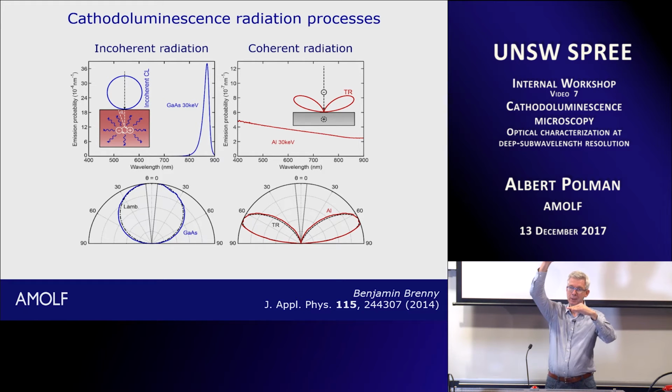So every time an electron passes through an interface of 2 materials with 2 different dielectric constants, you get this transition radiation. But now, since light is created by this dipole, there is a phase relation between the moment that the electron hits the sample and the moment that the photon or the optical wave is released. And that's why we call this coherent radiation.